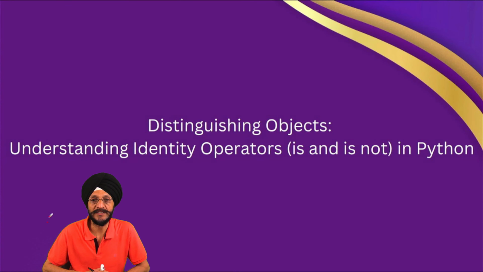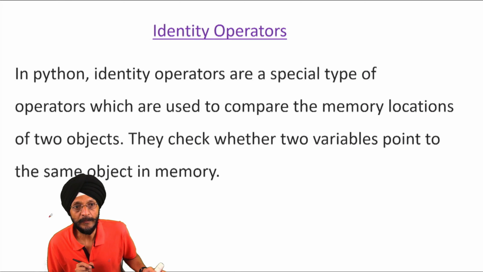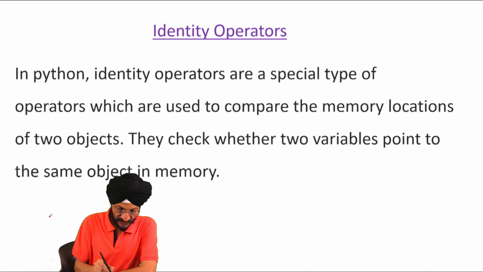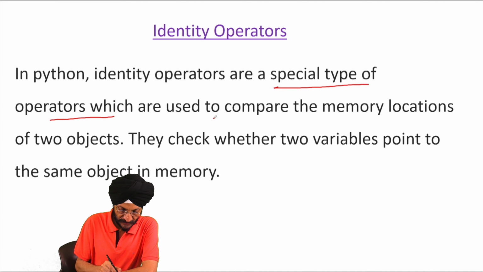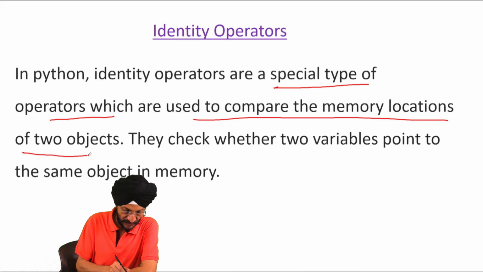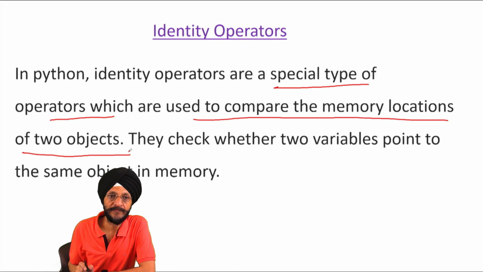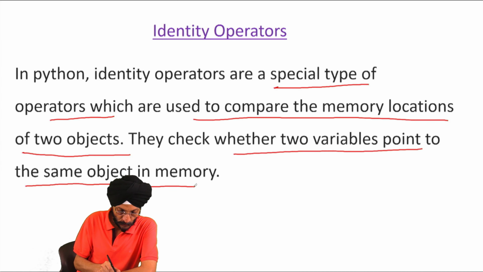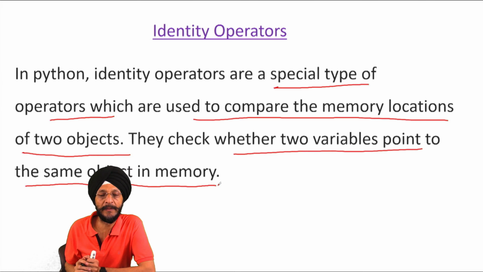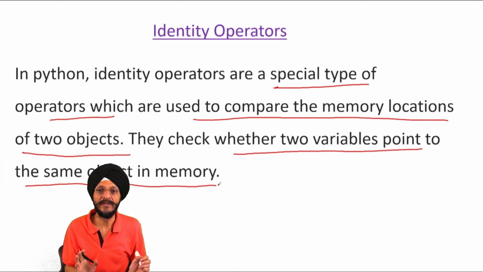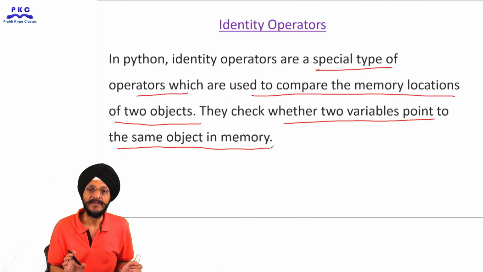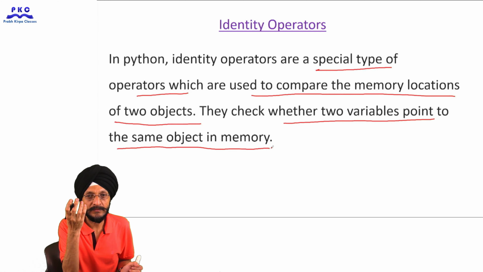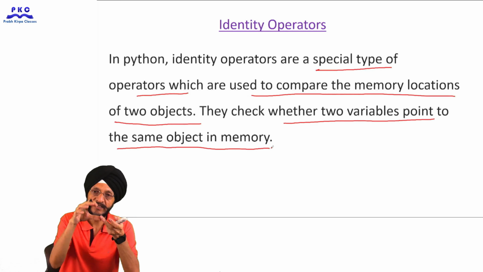Now the topic before us is distinguishing objects, understanding identity operators in Python. Identity operators in Python are a special type of operators which are used to compare the memory location of two objects. These identity operators check whether two variables point to the same object in memory. This is the theory. It does not come into understanding what it means. We understand the same with the help of examples.